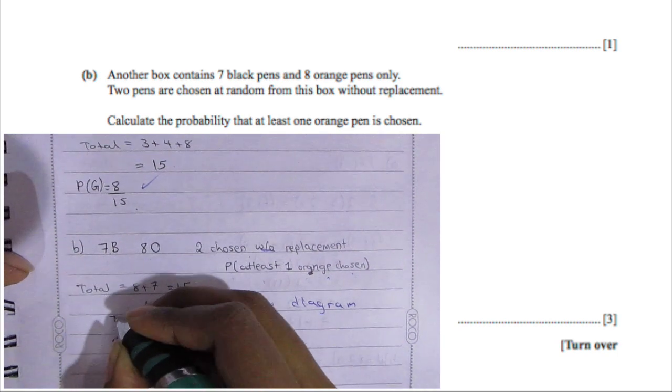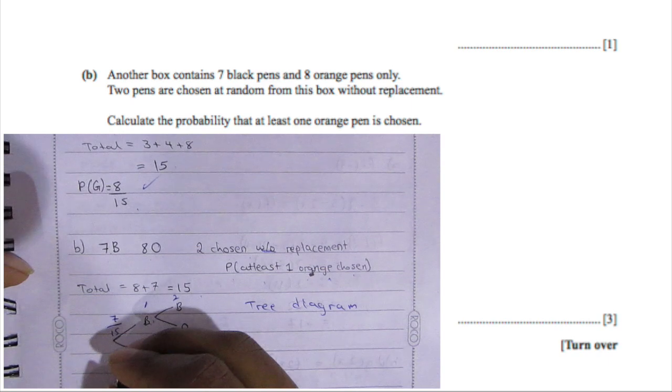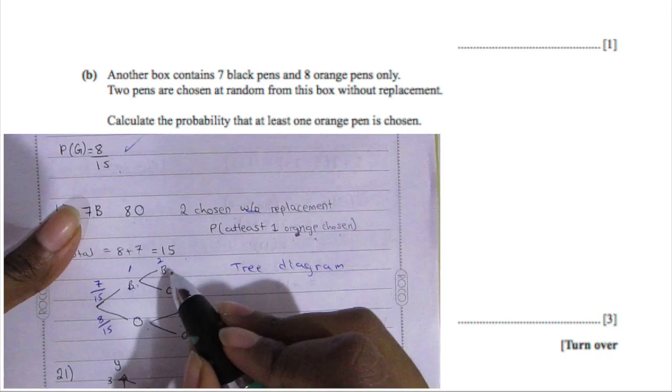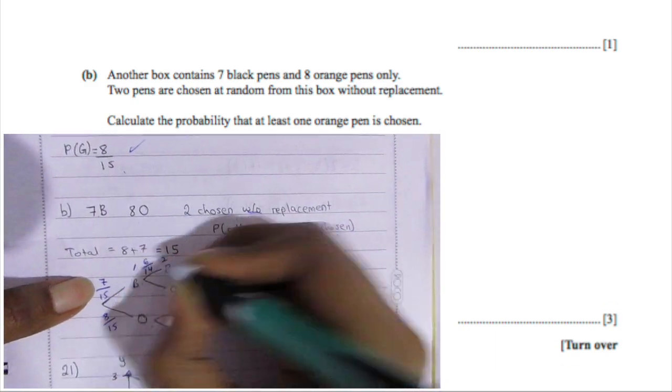Same with the second time you pick out a pen. It's either black or orange. So the probability of getting a black is 7 out of 15, and getting an orange is 8 out of 15. If you realize, 7 plus 8 is 15, and 15 divided by 15 is 1. It always has to add up to 1.